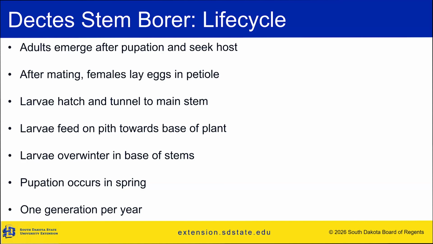The larvae will hatch in that petiole and begin to tunnel into the main stem. Once they're in the main stem, they start moving up and down, feeding on the pith. The goal of this insect throughout the entire season is to move to the soil surface, because that's where they're going to overwinter. As the plant starts to dry down, they start to excavate an area down towards the base of the plant, typically at or just a little below the soil surface.